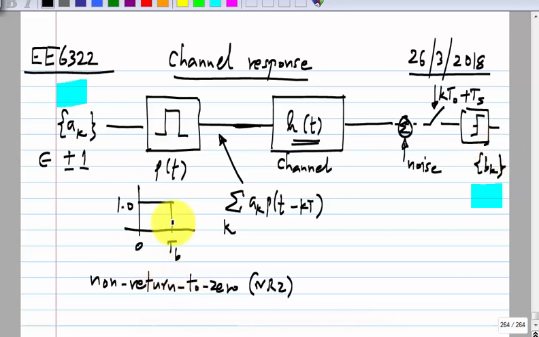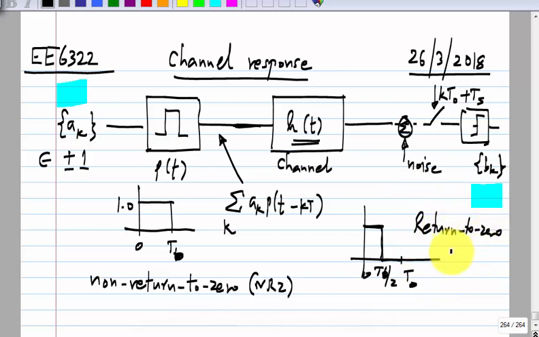Now, this is the most commonly used pulse in high speed signaling, but you can have other possibilities. Let me call this T_0 by 2. So it is 1 for half a cycle and then 0 for the remaining half cycle. This is known as return to 0 pulse, or RZ. The advantage of something like this is that timing recovery or clock recovery is easier, because even if you have consecutive identical digits, you will have transitions. You will know the bit boundaries.